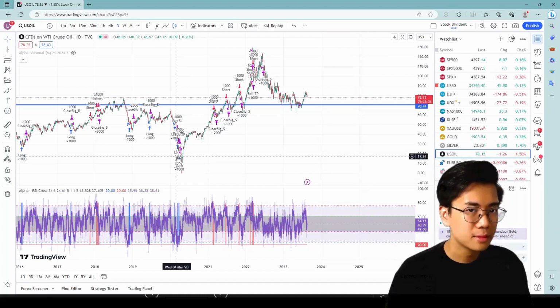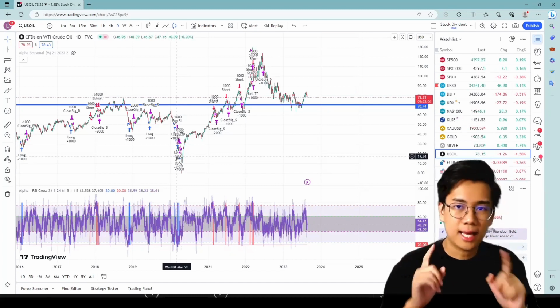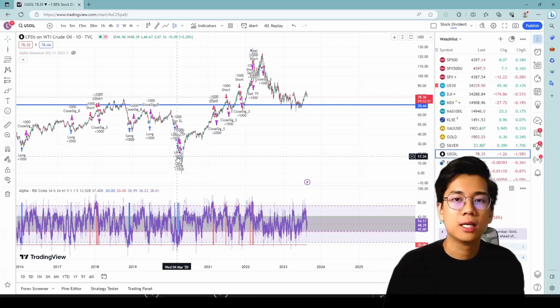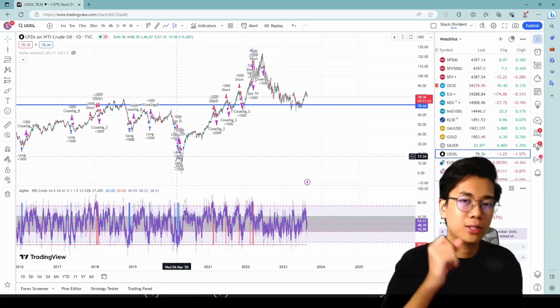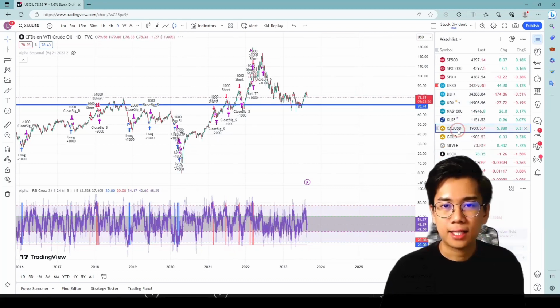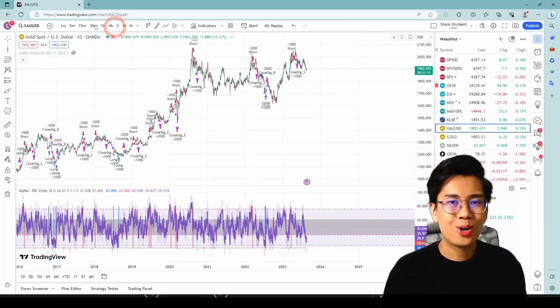So that seasonal Excel is an exercise that you have to do on your own. Do it with your own calculation. Only when you know how to calculate will you know how good this seasonal is. Okay, coming back to our TradingView here.